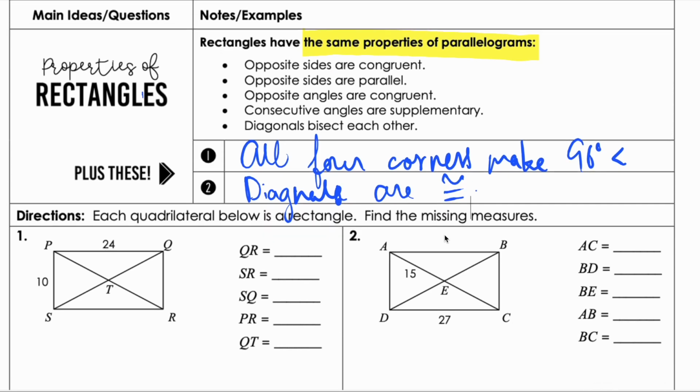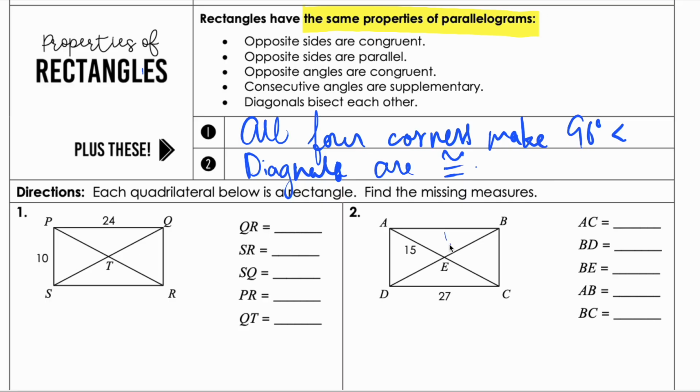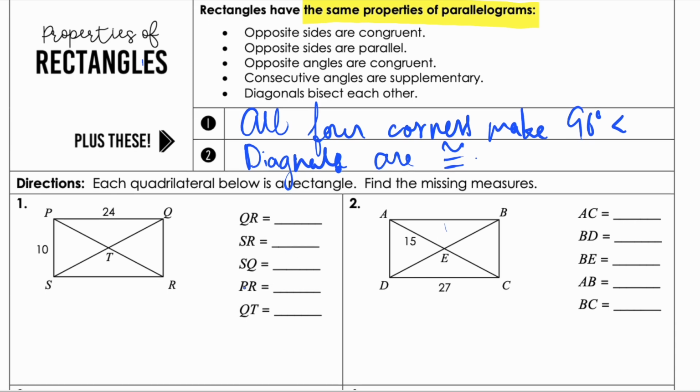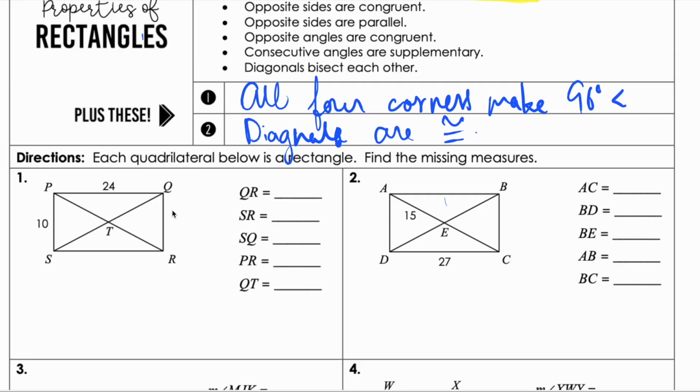Okay. So if we take a look at number 1 and we try to fill out the information, number 1 asked us, what is QR? Well, we know that a parallelogram has congruent opposite sides. So if this side is 10, then the opposite side is also 10, right? It's congruent. Same thing with SQ. The opposite side of SQ is 24, so SQ must also be 24. Okay, now they're asked, SR is 24.